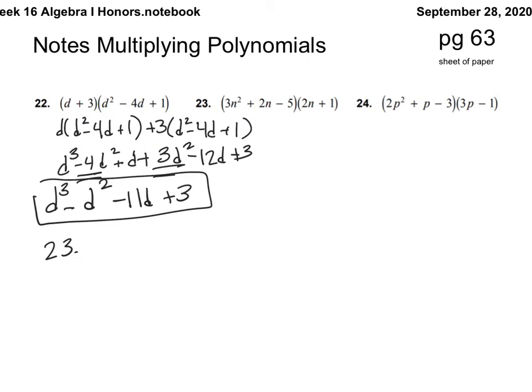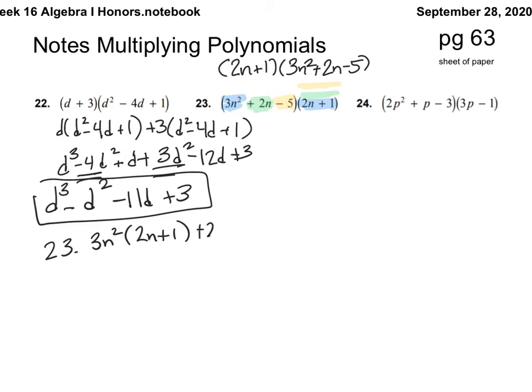When I distribute in the order that they're written in, then I'm going to distribute like this. 3n squared times 2n plus 1, 2n times 2n plus 1, negative 5 times 2n plus 1. If you don't like that, though, you are welcome to actually switch the order, because remember, multiplication is commutative. So you may switch the order, and it does not change your answer, and distribute that way. So I'm going to do 3n squared times 2n plus 1, positive 2n times 2n plus 1, negative 5 times 2n plus 1.